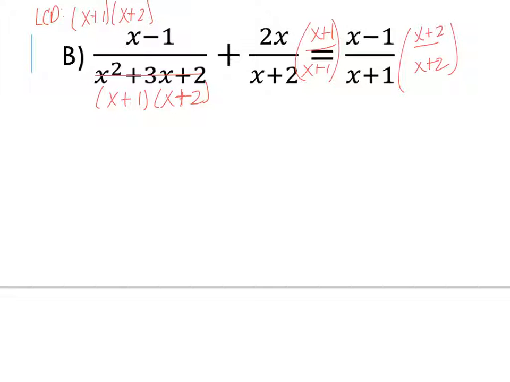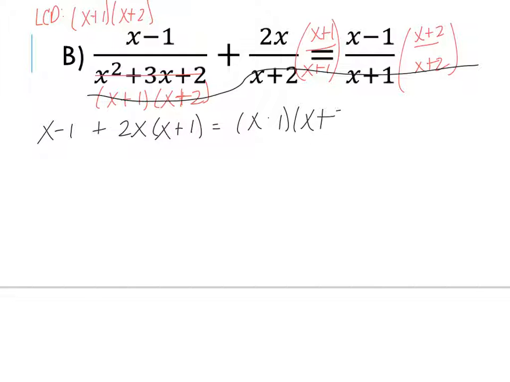Alright, with that being said, we need to go ahead and get rid of the denominators. And so when I start rewriting it, I get x minus 1 plus 2x times x plus 1 equal to x minus 1 times x plus 2. Alright, so we need to start rewriting. So x minus 1, if I multiply the 2x for those, I get plus 2x squared plus 2x.